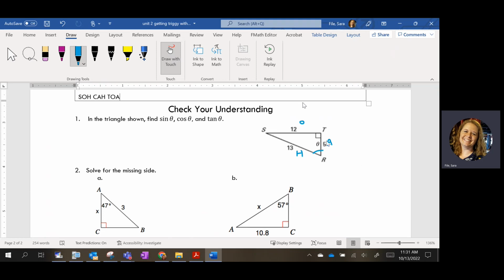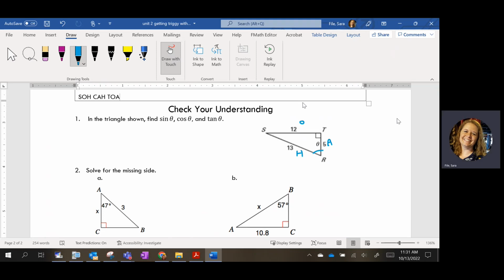So opposite and adjacent are the legs. Opposite is on the other side of the triangle. The opposite side does not touch the angle. The adjacent side, adjacent means next to. So it's the leg that's next to the angle we're measuring from. It actually helps make the angle. Okay, so side TR is part of this angle, SRT. So that's the adjacent side.